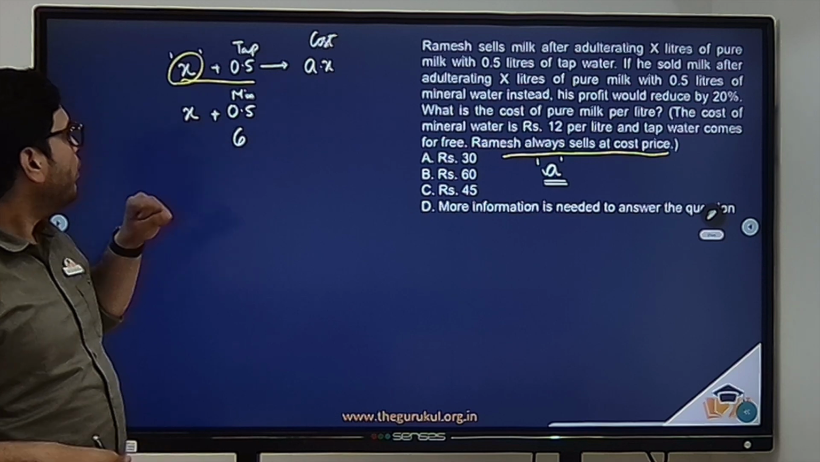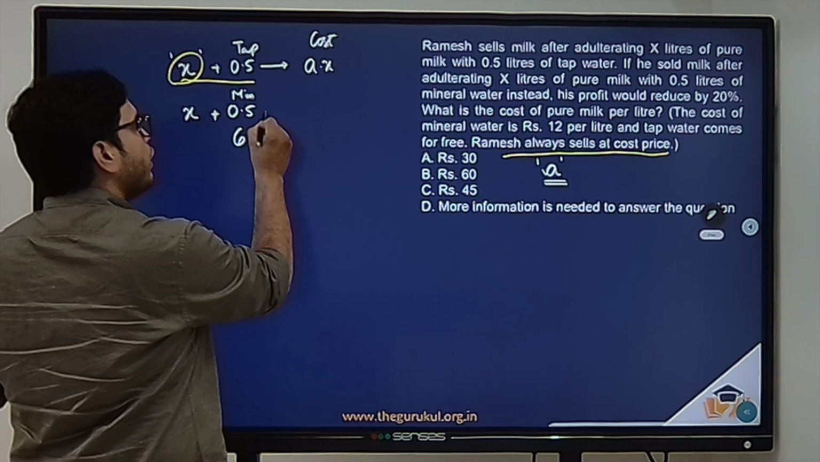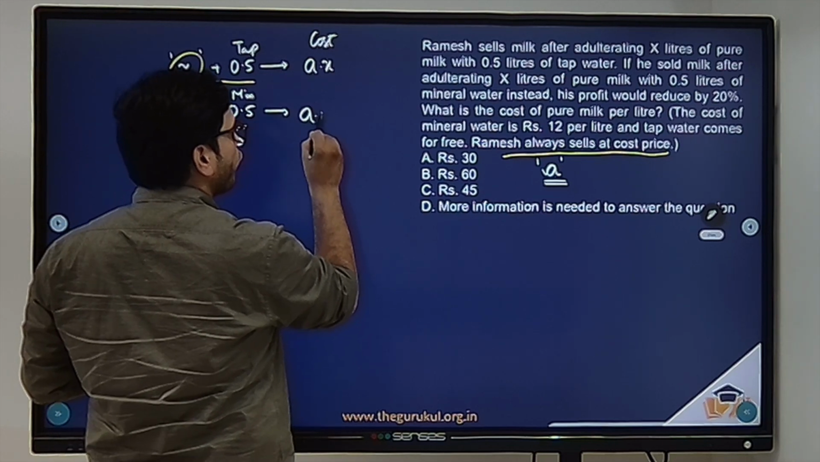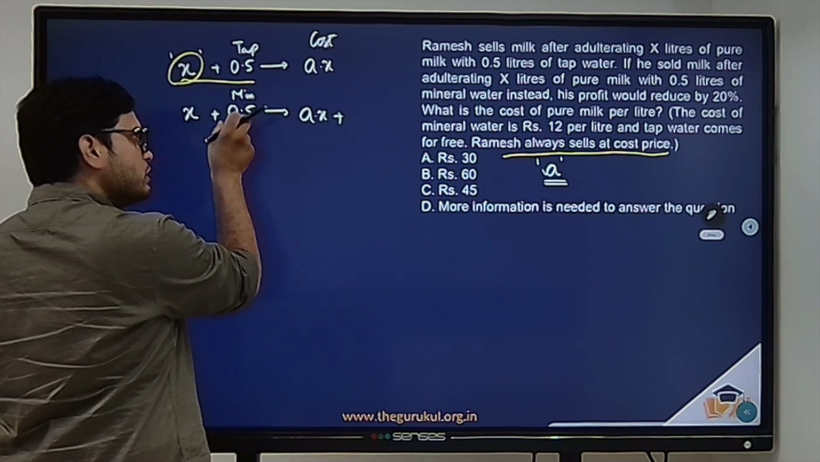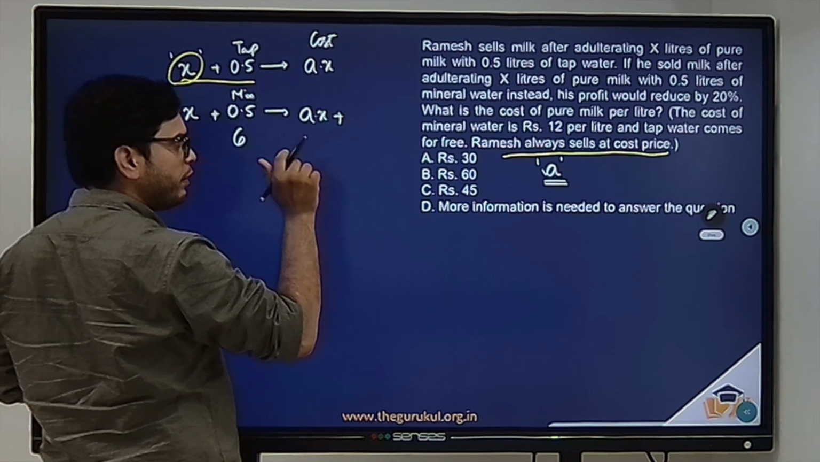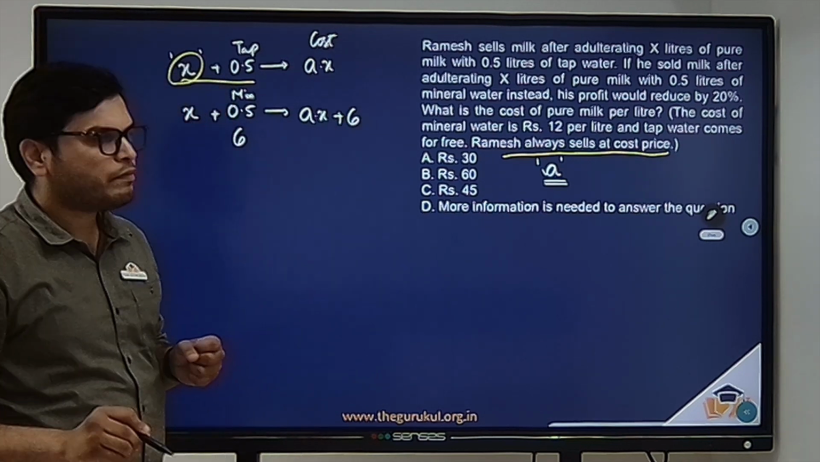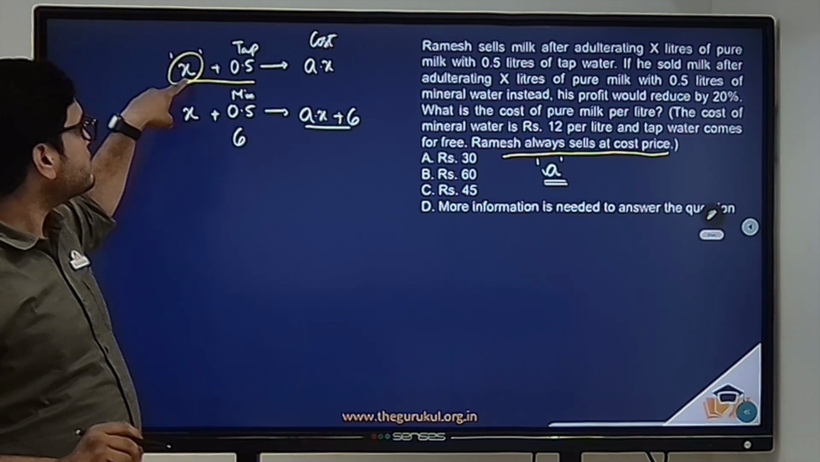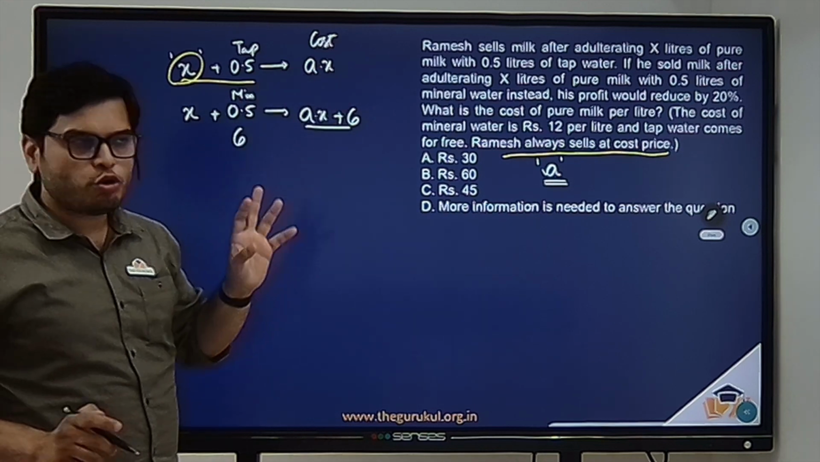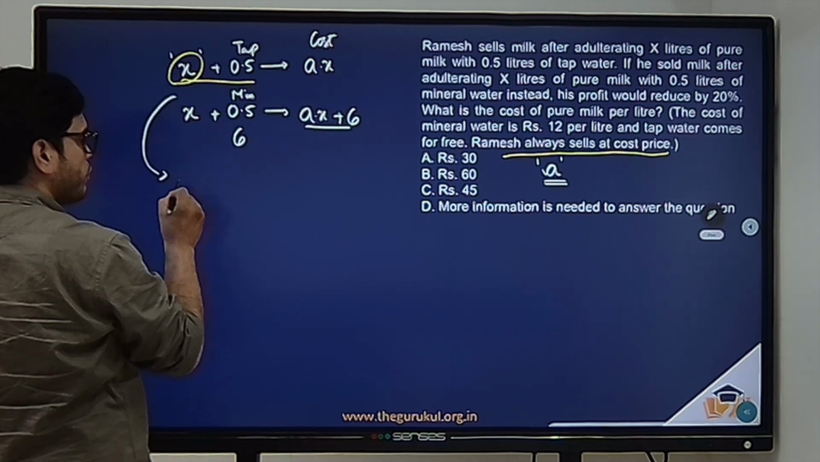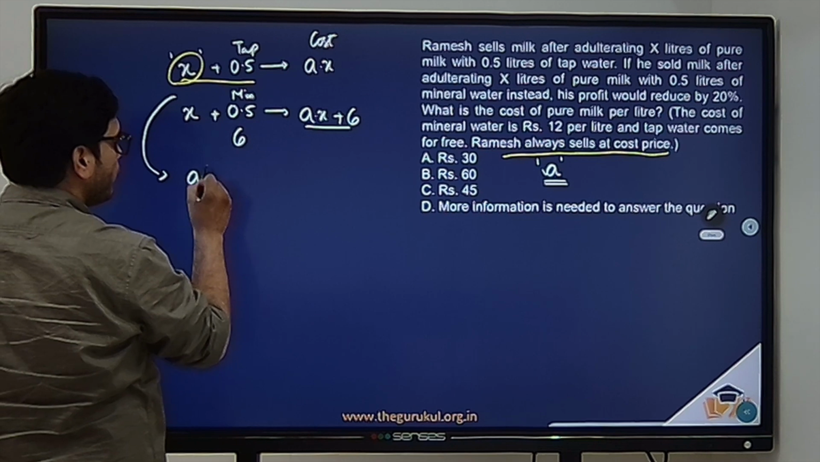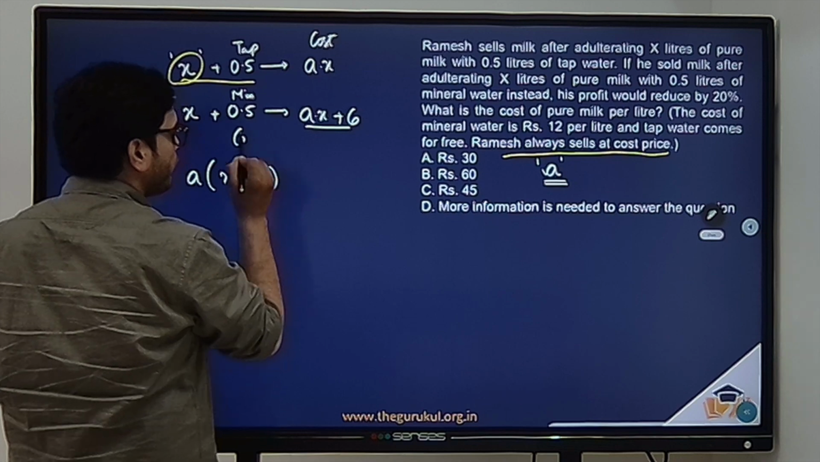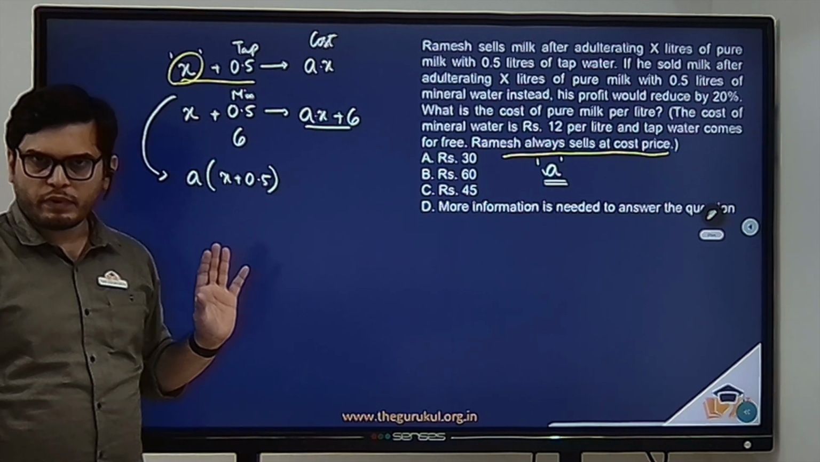Now, for this solution, he would be purchasing X liters of milk at A rupees per liter, so A into X, plus he would have purchased these 0.5 liters of mineral water for rupees 6. Now this is the cost incurred. And in both the cases, he has X plus 0.5 liters of solution. He would have sold that at cost price and the price would be A into how many liters? X plus 0.5 liters. Now this would be his selling price.